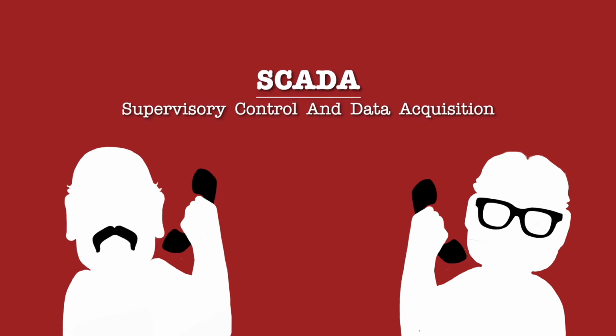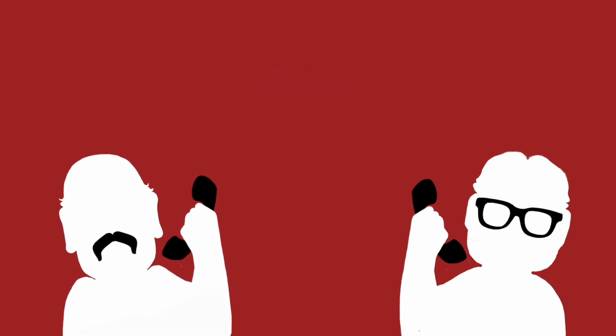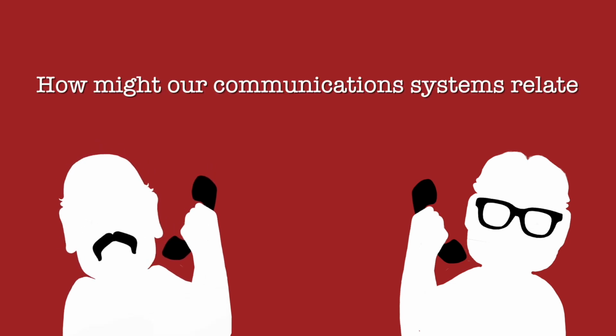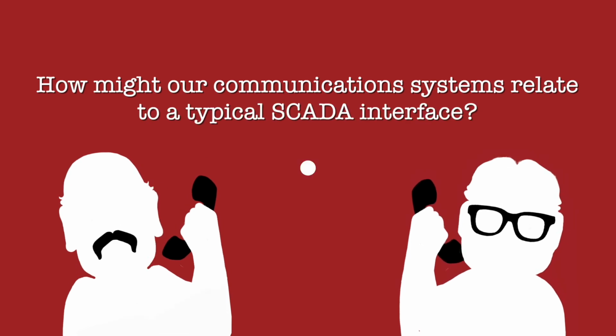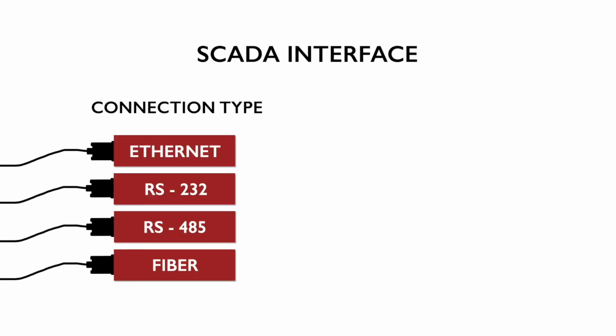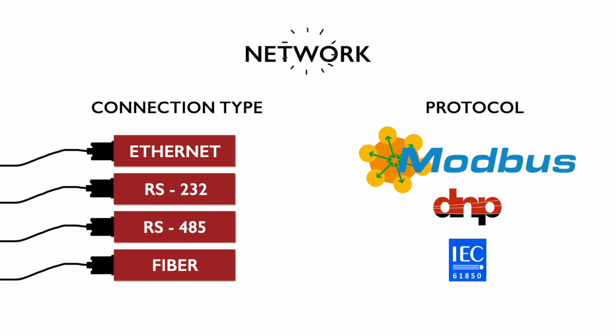So, Bob, for the longest time, we've heard the term SCADA, which is the supervisory control and data acquisition system that a utility would use in order to figure out what's going on. It doesn't just apply to battery chargers. SCADA systems can apply to everything. So maybe you could tell us how our communication systems might relate to a typical SCADA interface. The SCADA interface is essentially the connection type and also the protocol that you're speaking over the wire. Sometimes it's referred to as a network as well. The network is simply the wire that connects everything together.